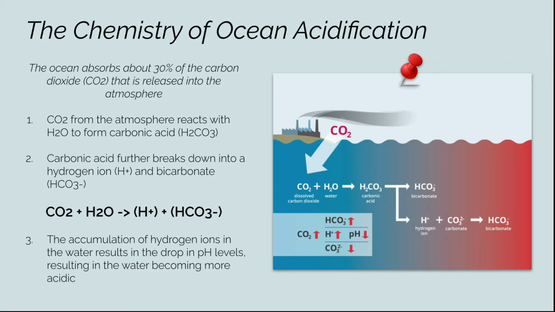And bringing it back to the pH scale in more chemistry terms, the pH of a solution is a measure of the concentration of hydrogen ions in a solution. And therefore a solution with a high number of hydrogen ions is acidic and has a low pH value, whereas a solution with a low number of hydrogen ions is basic and has a high pH value. And this is why the accumulation of hydrogen ions in the water results in the drop in pH levels, which causes the water to become more acidic.